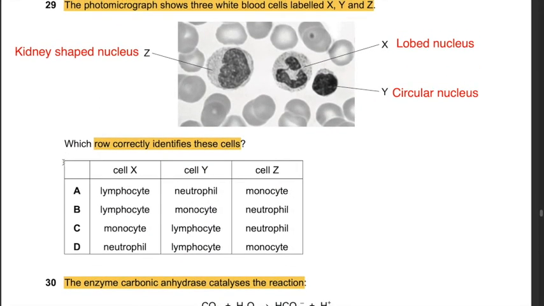Question 29. The photomicrograph shows 3 white blood cells labeled X, Y and Z. Which row correctly identifies these cells? Now, I have labeled over here how you describe the nucleus as it appears. So, Y has a circular nucleus, X has a lobed nucleus, Z has a kidney-shaped nucleus. Now remember, X, since it has a lobed nucleus, represents a neutrophil. Circular nucleus means that it is a lymphocyte. Kidney-shaped nucleus represents a monocyte. Therefore, the answer is D. Cell X being a neutrophil, cell Y being a lymphocyte, cell Z being a monocyte.